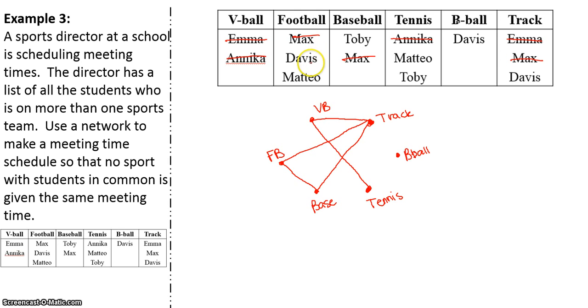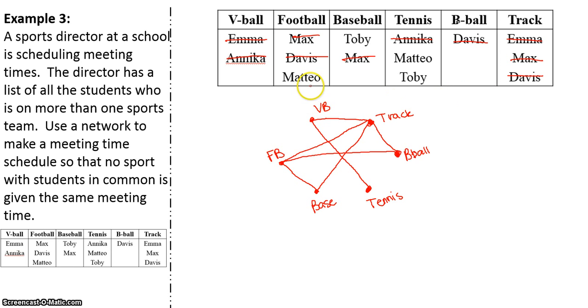Davis is next. Davis is in football, basketball, and track. So football to basketball, and then basketball to track, and then track back to football. Now there's already a line there, so I do not need to make another one. If you do, you wouldn't get it wrong, but it just is a little more confusing, because you'd have to do a curved line, and that's not necessary here.